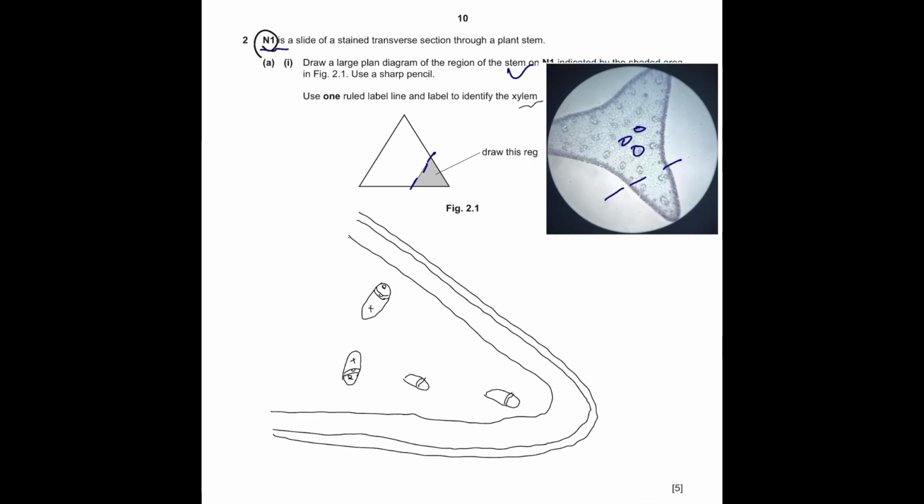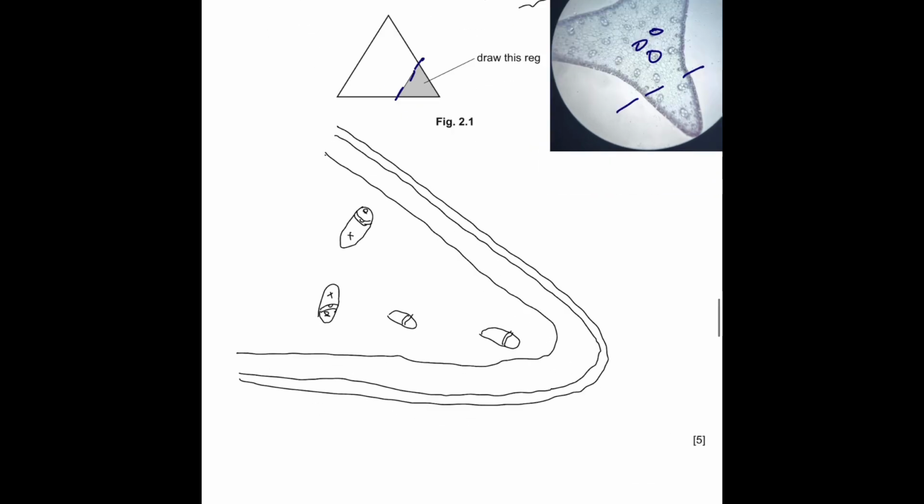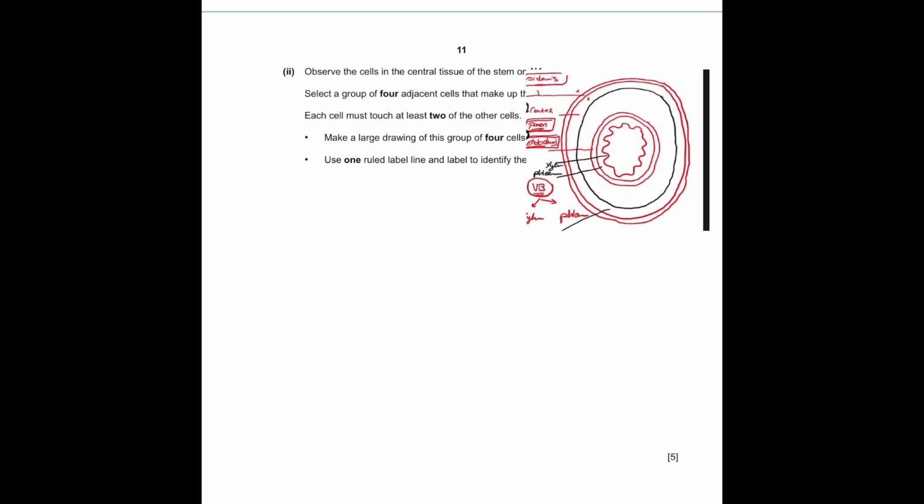And it's asking us to label the xylem. We can label any one. For example, I'm gonna label this one. This is the xylem. Okay, so now it's asking us to observe cells in the central tissue of the stem and draw a group of 4. Each cell must touch at least 2 other cells. So central tissue is basically the parenchyma cells, okay? It's this space right here. It's basically like the cortex cells. Okay, so we're gonna draw a group of 4.